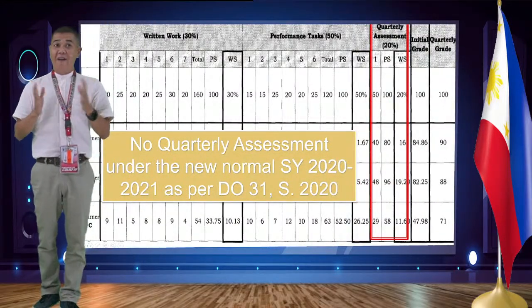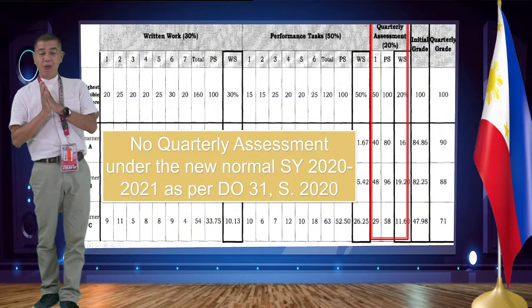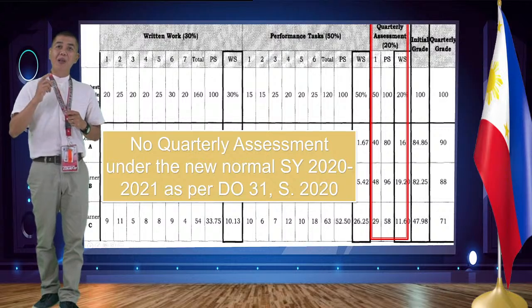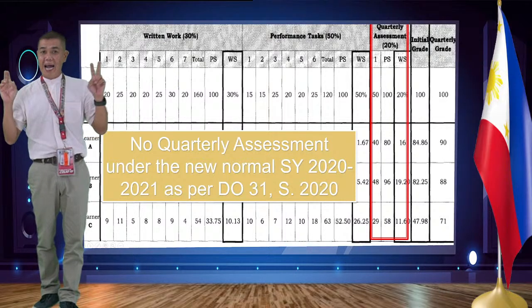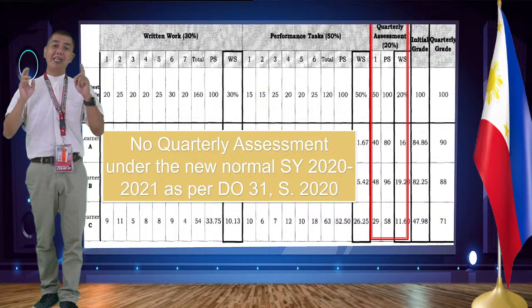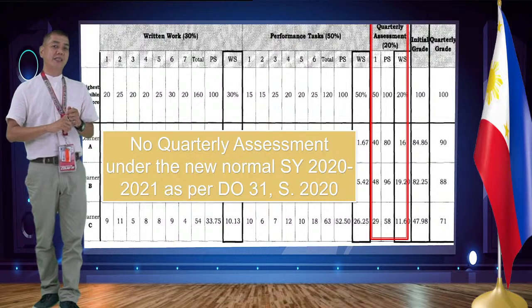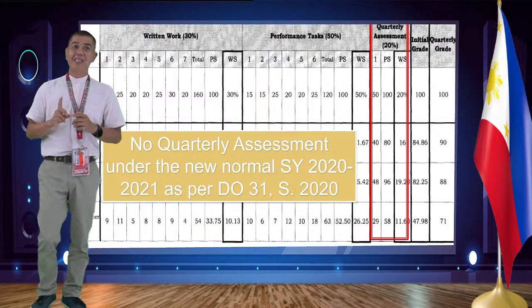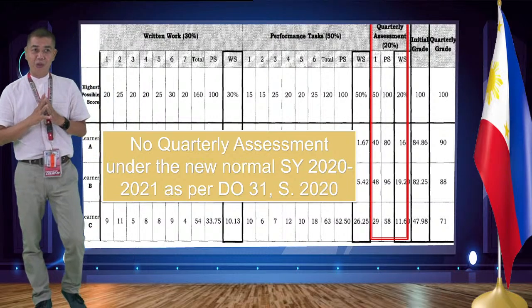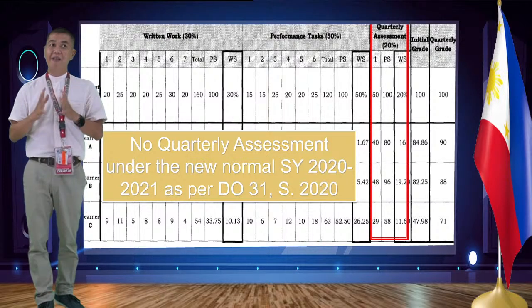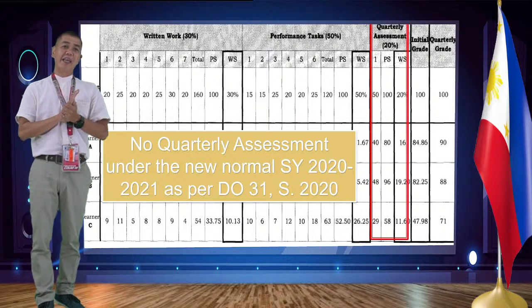So, for Deped Order number 13 series of 2020, this is under the new normal. It was stipulated that there will be no quarterly exam. I would like to clarify this. We will not give quarterly exam to our learners. Klaro po yan. Kung namimigay po kayo ng quarterly exam, then that is not in line with Deped Order number 31, because in this particular order, it is clearly stated that there will be no quarterly exam.